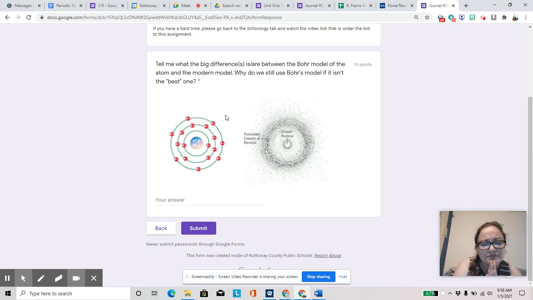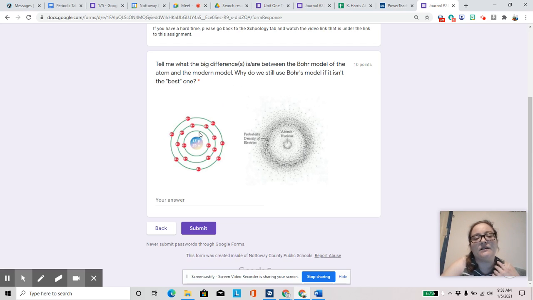All right, so the question is, what's the big difference between the Bohr model and the modern model? And then why do we still use Bohr's model if it's not the best one? So, the reason why we say it's not the best, well, if the modern model improved on Bohr's model, then it's better, right? Well, the modern model is better because it's more accurate. It accounts for the three-dimensional nature of matter.